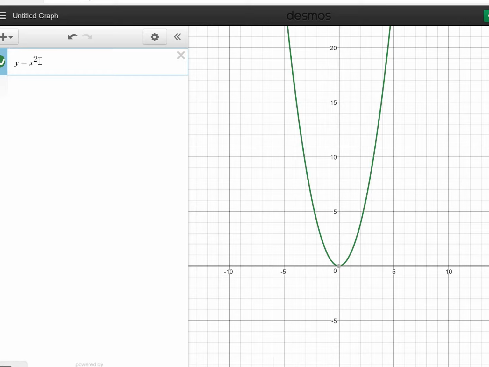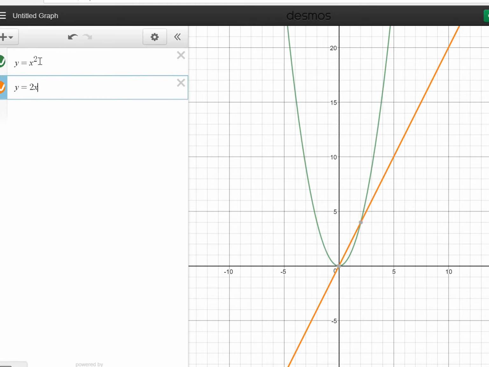So here's our standard parabola, y equals x squared. Let's see what happens if we change the coefficient. Instead of 1x squared, let's make it 2x squared.